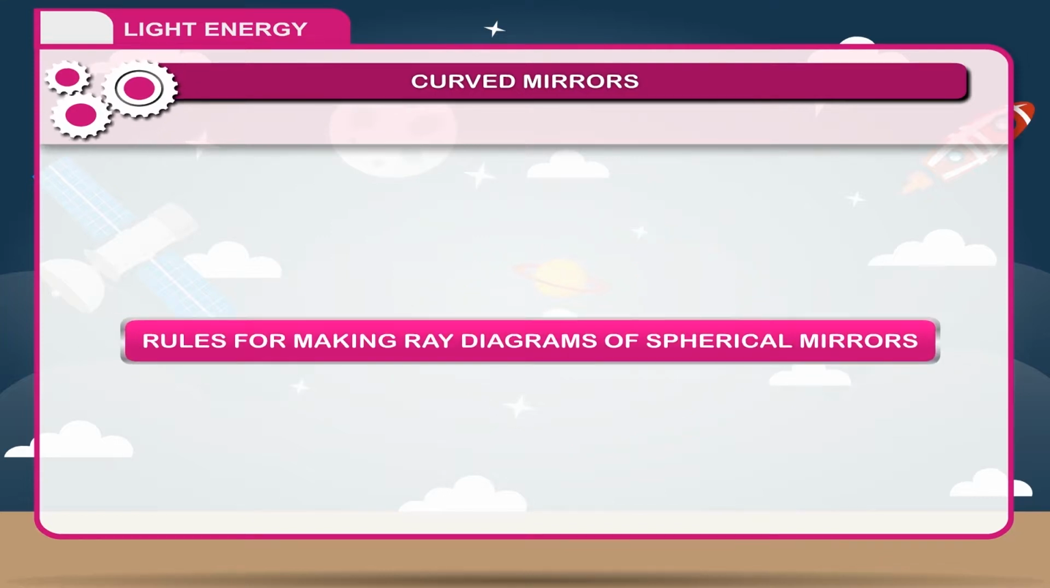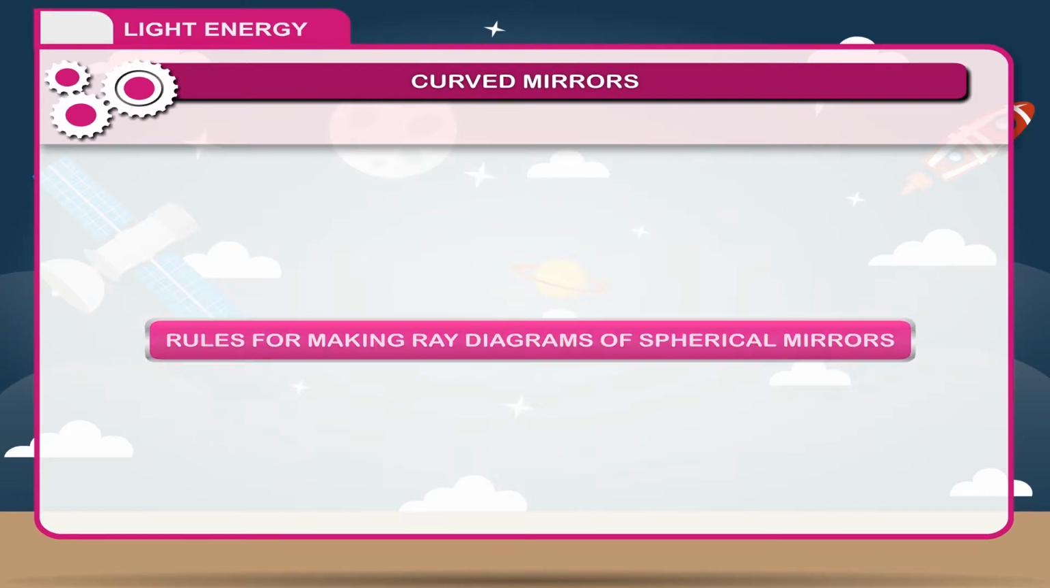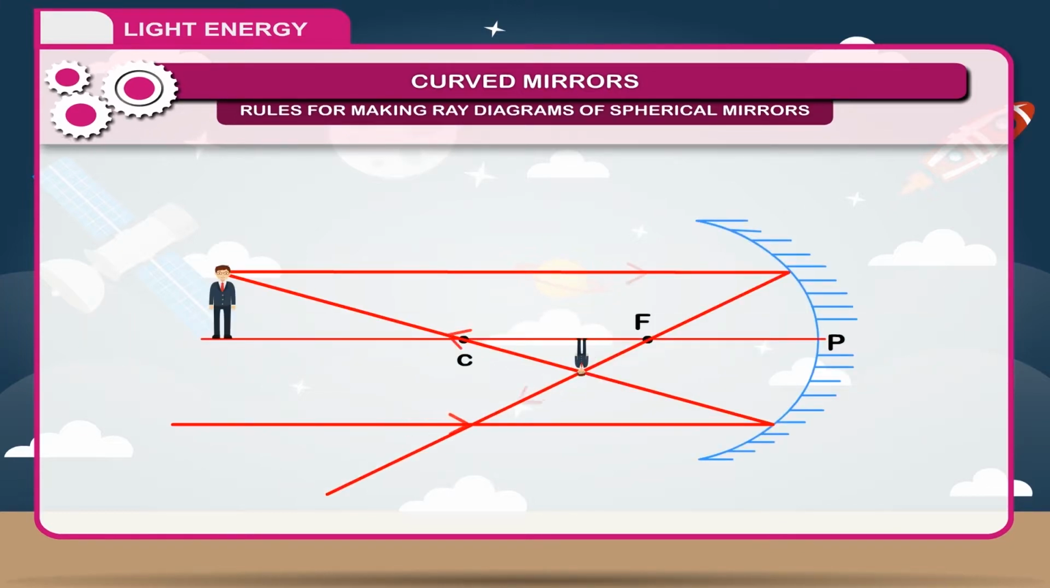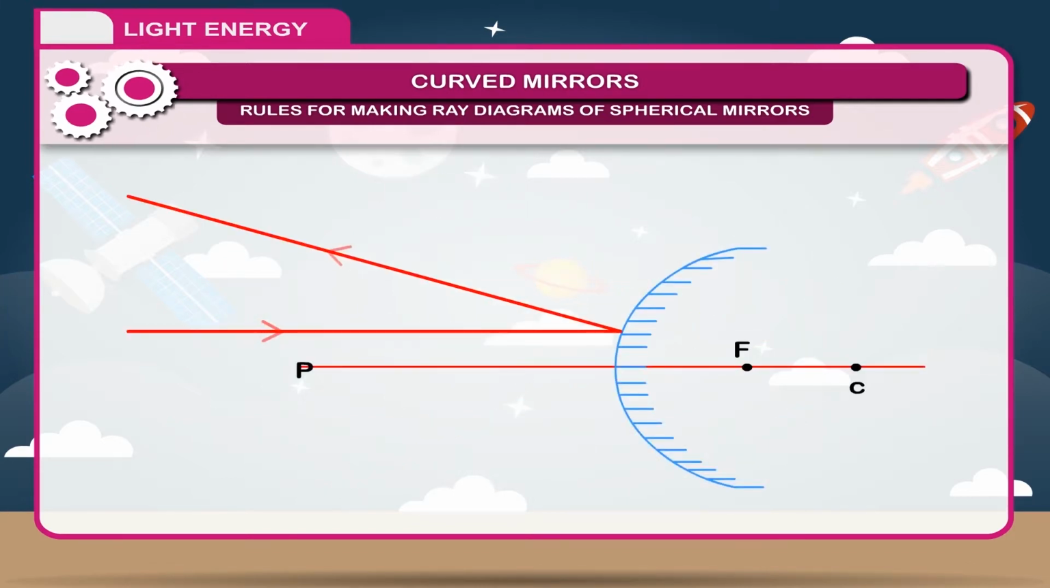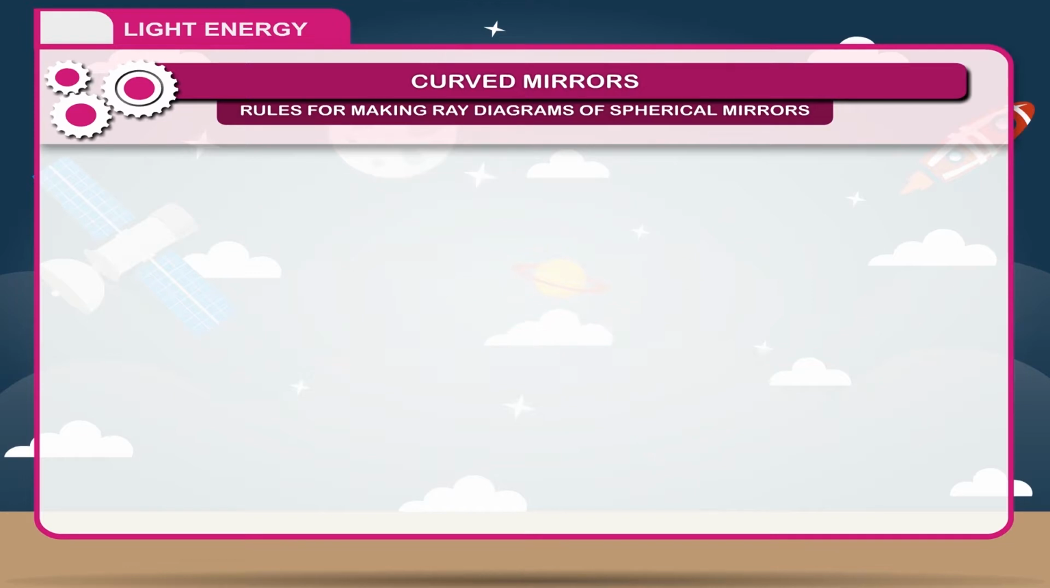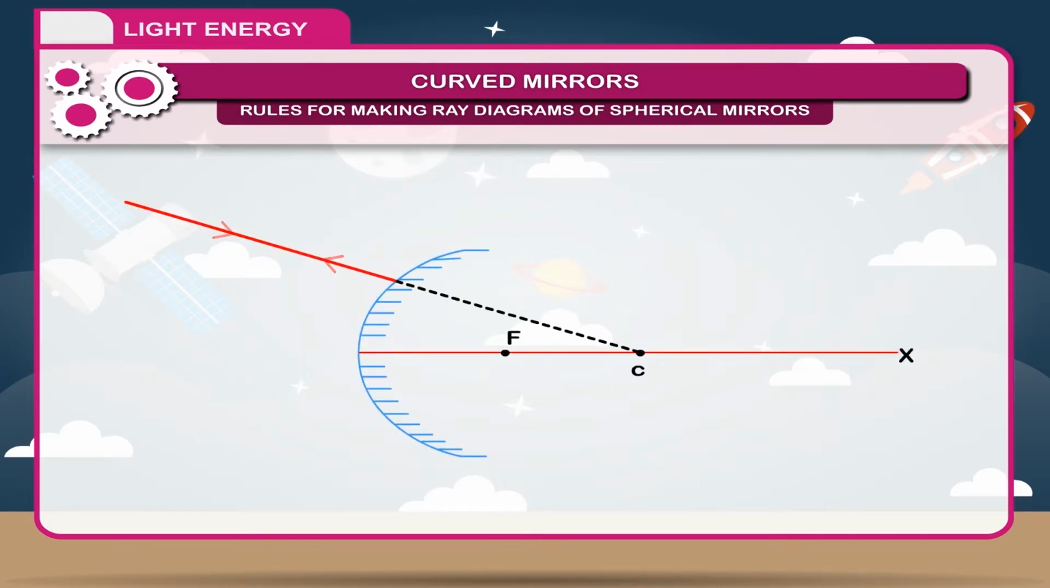Rules for making ray diagrams of spherical mirrors. For construction of a ray diagram, we must take two rays whose path can be traced after reflection. To locate the position of the image formed by a spherical mirror, we should know certain rules for our convenience. 1. An incident ray parallel to the principal axis either passes through the focus in a concave mirror or appears to come from the focus in a convex mirror, after reflection.